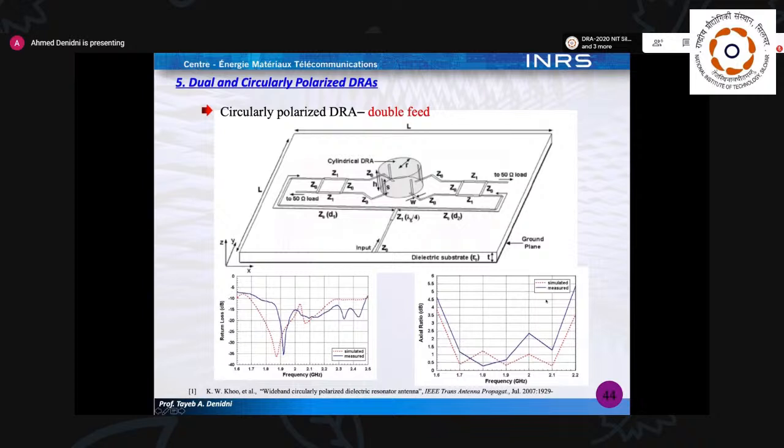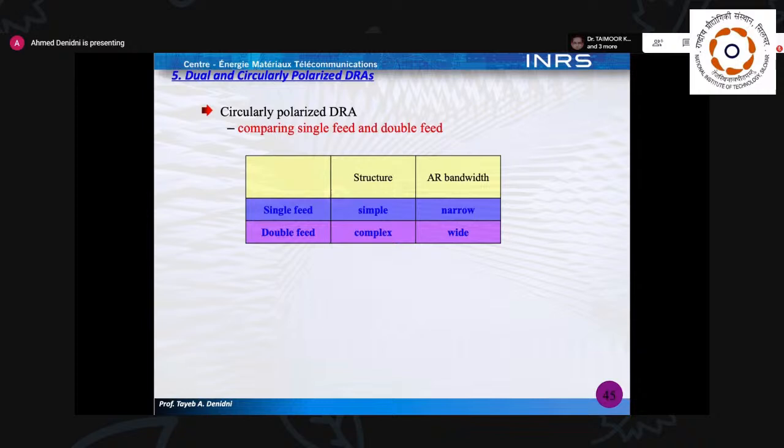Okay, I don't like to spend a lot of time, and this means for circular polarization, we have single feed or double feed. Single feed is simple, double feed complex. The first one is narrow band, the other one is wide band. This means complexity comes with good performance. And it depends also, as I mentioned, on the application of this dielectric resonator. If you use it for wide band, maybe you use a double feed. If you just need a narrow band, we can go with a single feed.